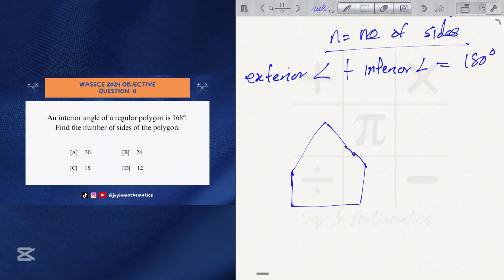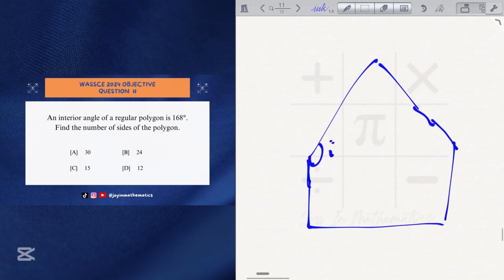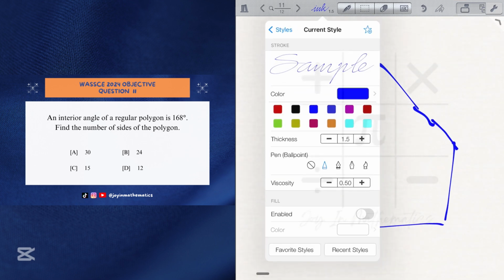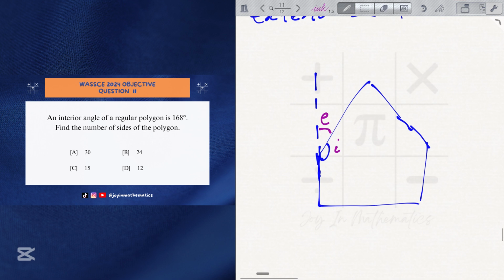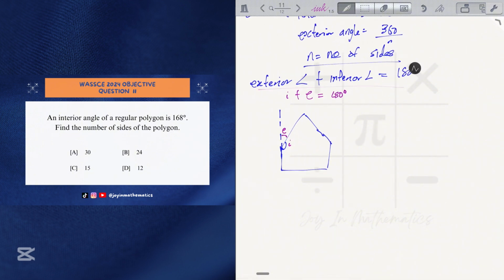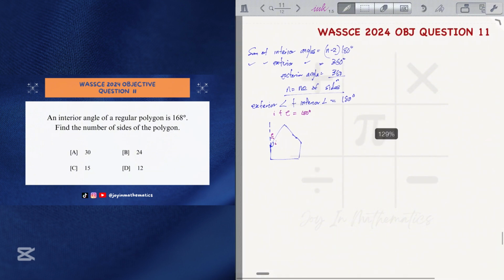Now say for instance we have the interior angle I, and with this interior angle I, we can continue this straight line in this format, and we will call this the exterior angle E. Now with this, we understand that the angle in a straight line is equal to 180 degrees. So we are saying that I plus E is equal to 180 degrees. That is how the exterior angle plus interior angle is equal to 180 degrees.